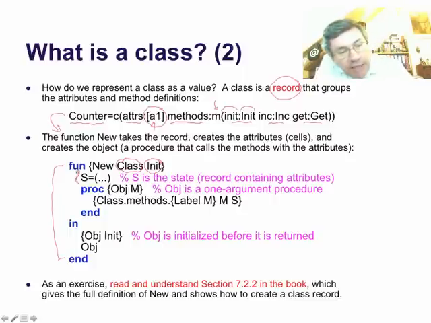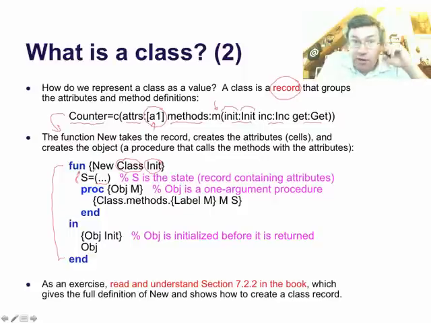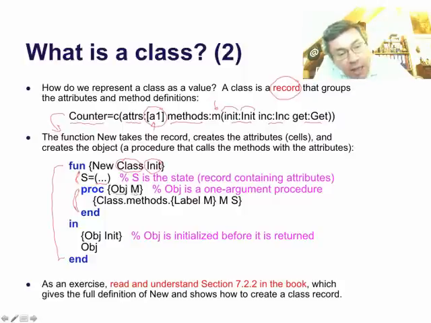So here S is going to be a record containing the attributes. I don't give the code for this right away. It's just a record containing cells. And the object that I create is a one argument procedure here. M is going to be the message. And you see how it works. It takes class dot methods. So it looks at the record of the methods.